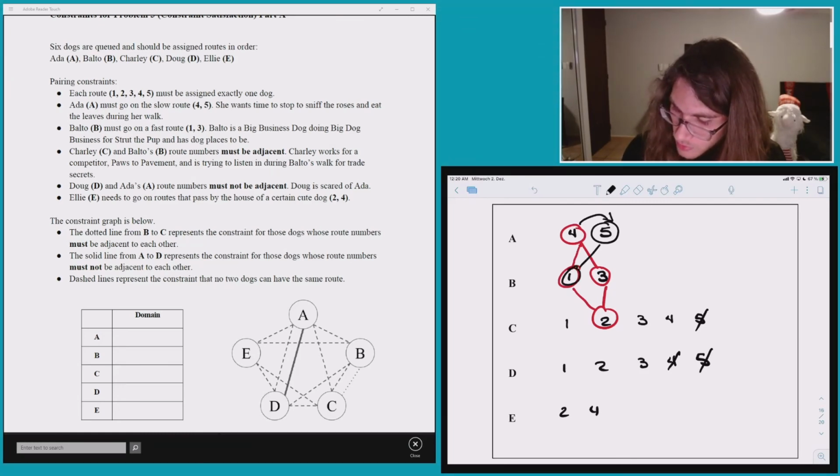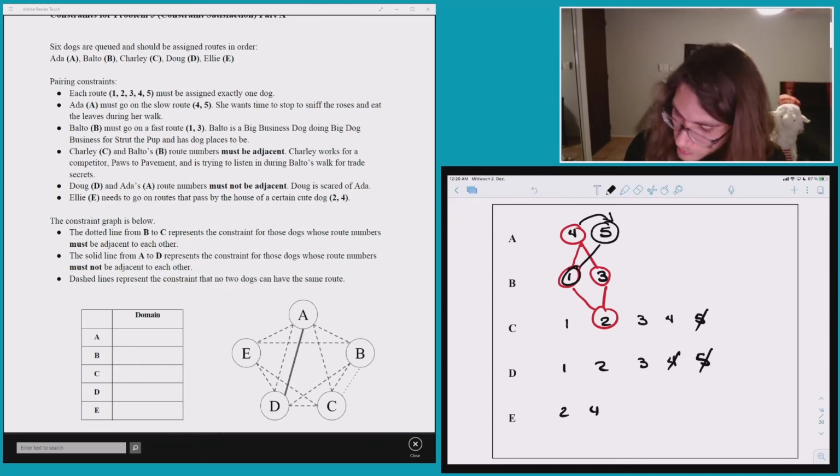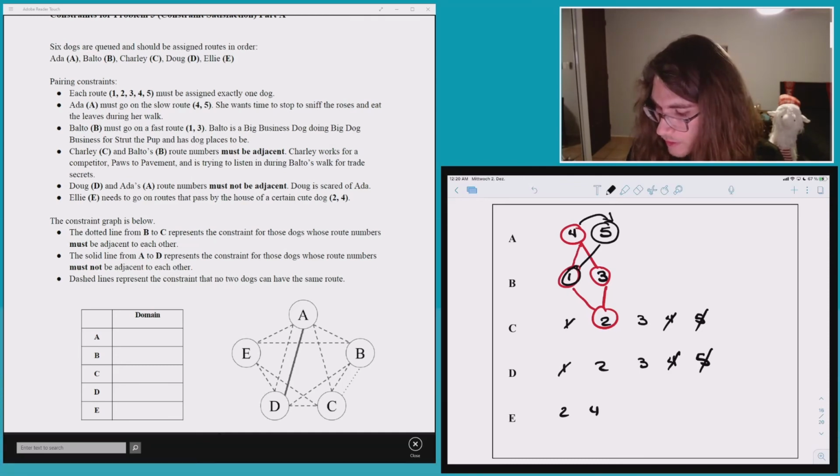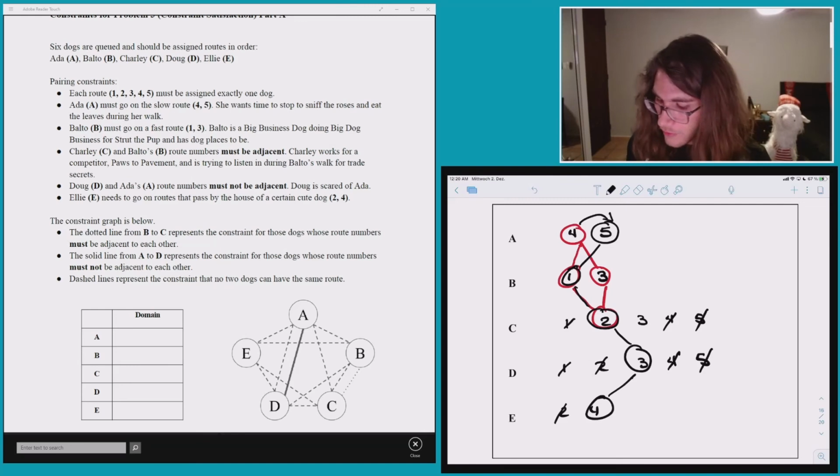Depth first search, B has 1 open, so we assign it a 1. Charlie can't be 1. It must be adjacent, so it can only be either 2 or 3, can't be 4. Doug can't be 1. This doesn't affect Ellie. So I assign 2, which means Doug can't be 2, neither can Ellie. Doug is assigned a 3, and then Ellie's assigned a 4.